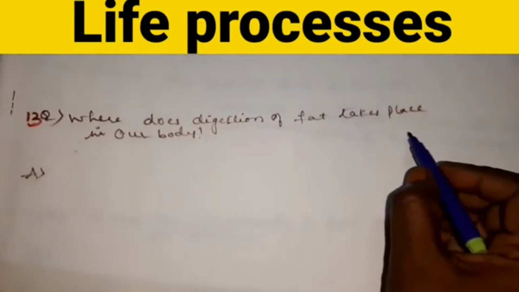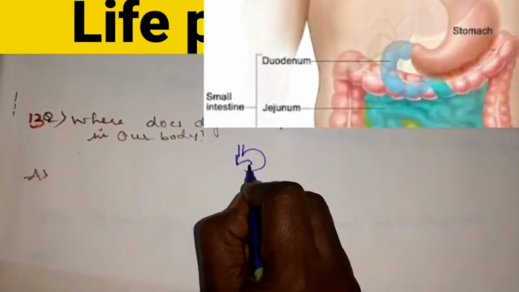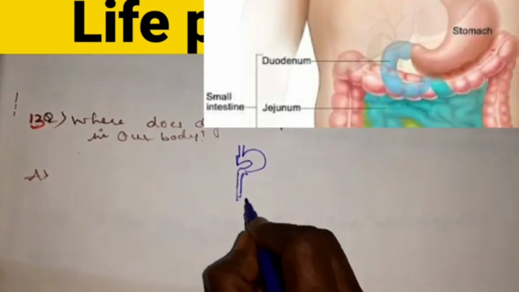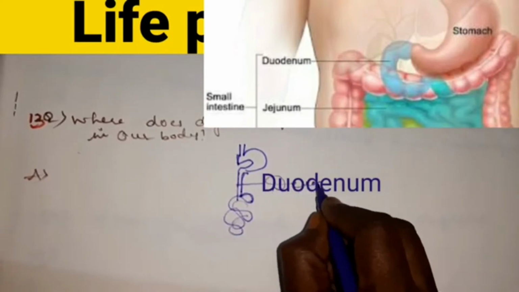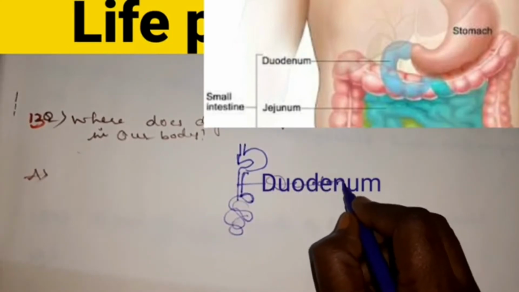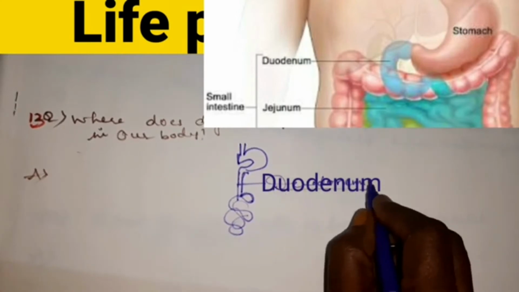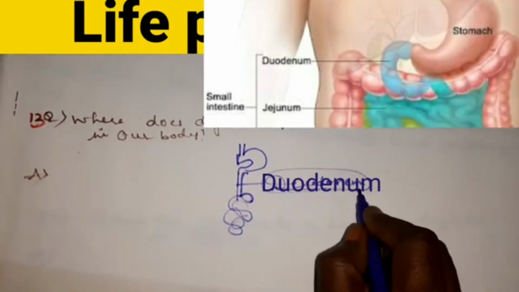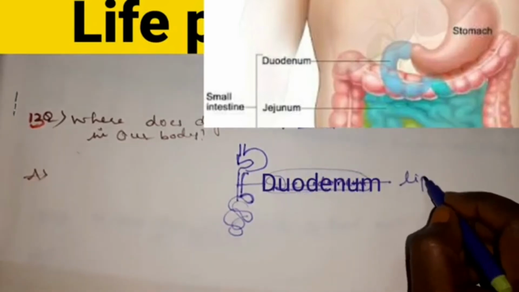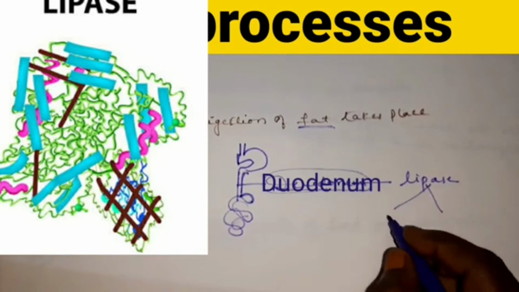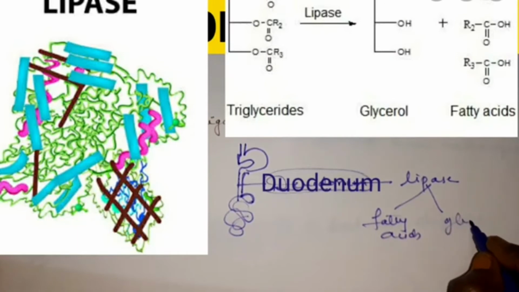Next question is, where does digestion of fat take place in our body? You can see the stomach. Stomach extends into the small intestine, children. The beginning of the small intestine is called duodenum. This duodenum helps in digestion of fats with the help of the enzyme called lipase. And lipase helps in breaking down fats into fatty acids and glycerol.